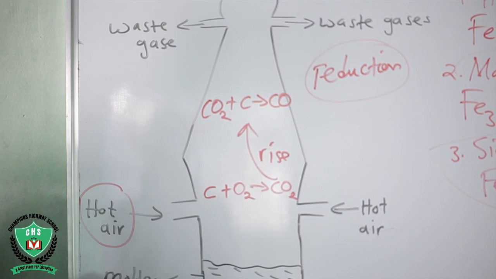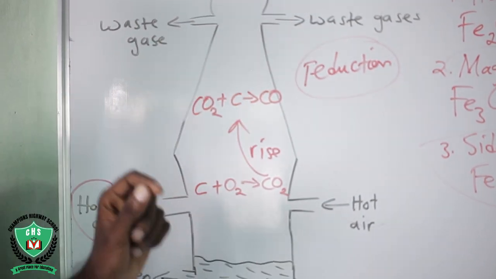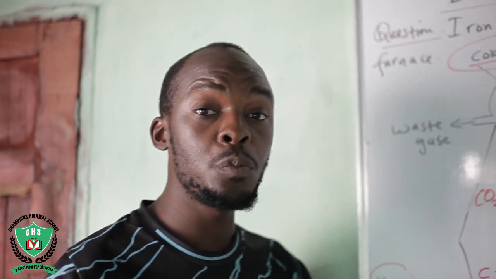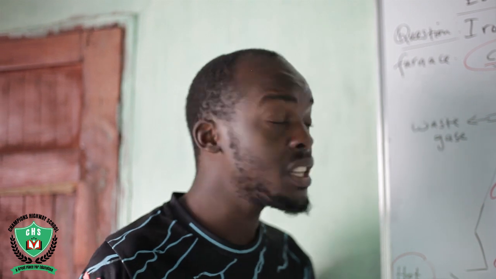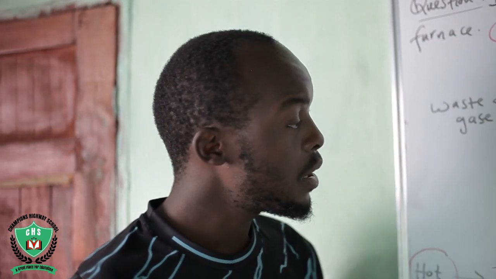In this extraction of iron, since we are saying that iron is extracted by reduction, there should be a substance that will be a reducing agent, reducing iron by removing the oxygen from the iron.